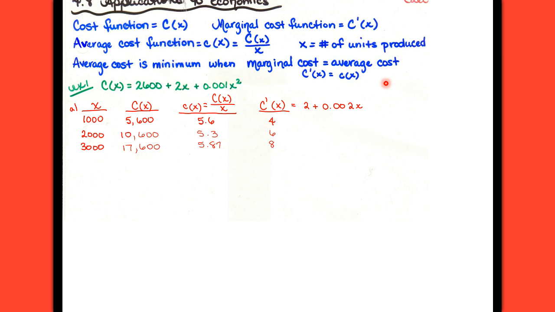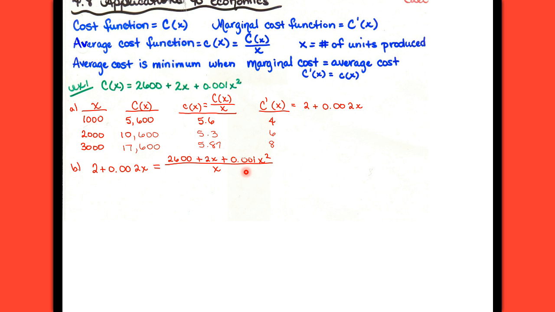Okay, so let's set our marginal cost equal to our average cost. So marginal cost, of course, we had created right here, so we'll put it there. And average cost, we've been saying, is just your cost equation divided by x. So here's the cost equation they gave me, and we'll divide it by x.